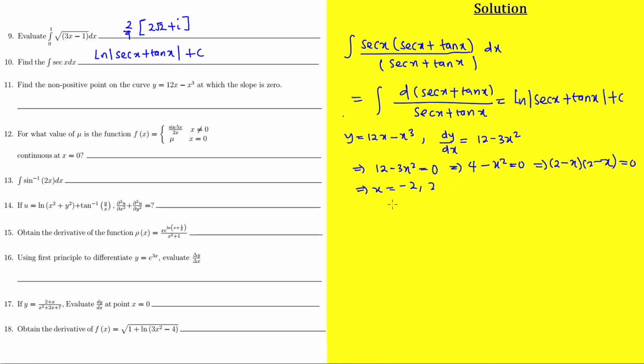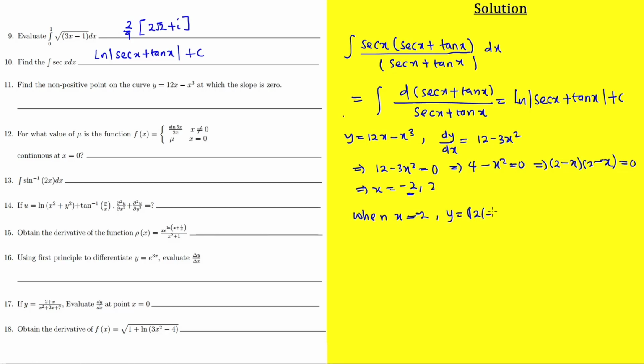Okay, they're asking us to find the point. So that means we need to find our corresponding y value. Now, they want a non-positive point. When it's non-positive, that means the negative point. So we need to pick this negative 2. So when x is negative 2, okay, what's my y? So my y is just what?